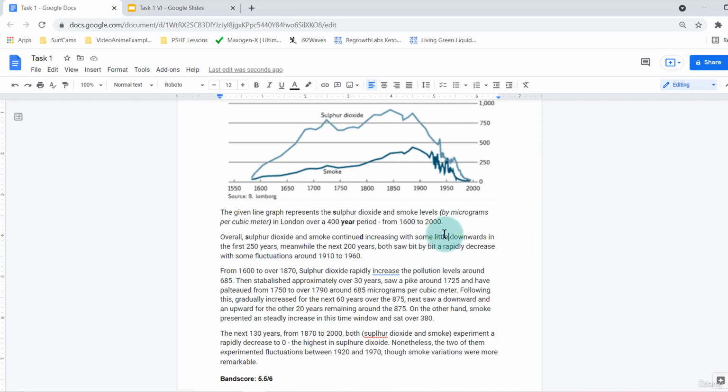I don't really like the vocabulary choice there. With some small, we could say. With some small or slight sounds even better. Increasing with slight downwards in the first 250 years. Slight downwards something. I need a noun here. Downward is our adjective. Downward trends, we could say. Downward trends in the first 250 years.